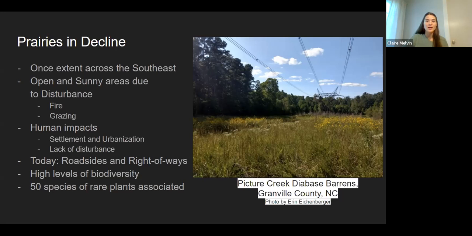So today, you can find them in areas that are disturbed and maintained by chemical or manual disturbance such as mowing and herbicide use in roadsides and right-of-ways. And this includes a power line right-of-way pictured here. This is Picture Creek Diabase Barrens, and it's in Granville County, about 45 minutes north of NC State.